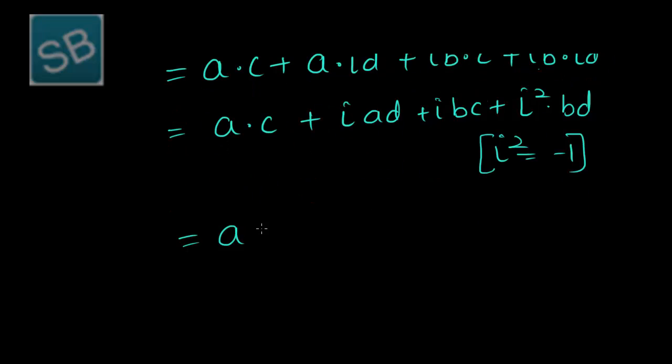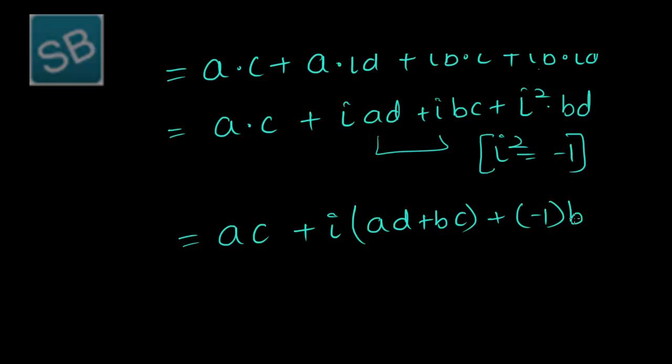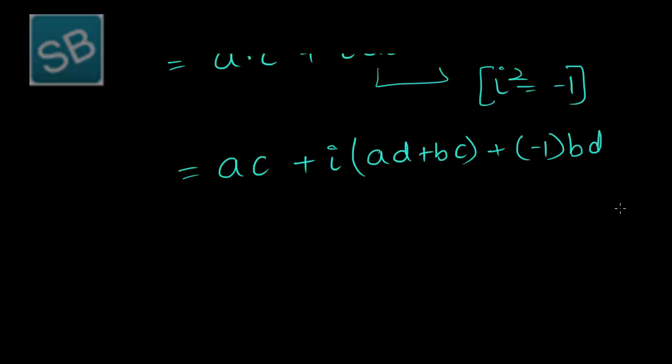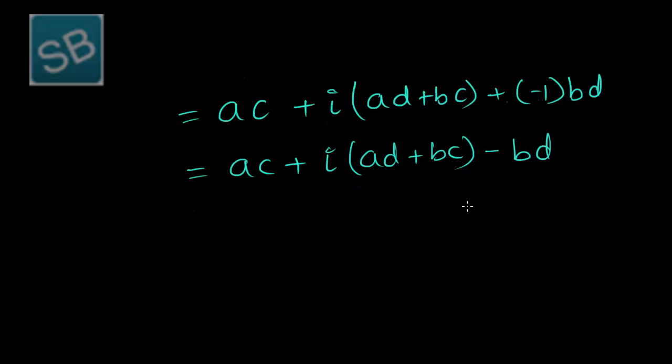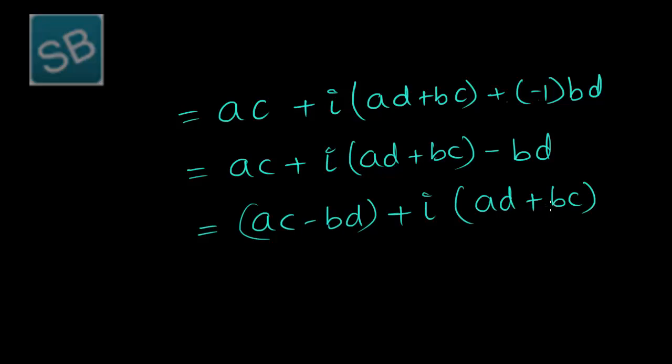Therefore, a into c plus, taking iota common from these two terms, we get in the bracket ad plus bc, and by changing iota square into minus 1, we get minus 1 into bd. So here we get ac plus iota (ad plus bc) minus bd. So by collecting the real part, that is ac minus bd, in one bracket and plus iota (ad plus bc) in the second bracket, we get the required product of complex numbers z1 into z2.